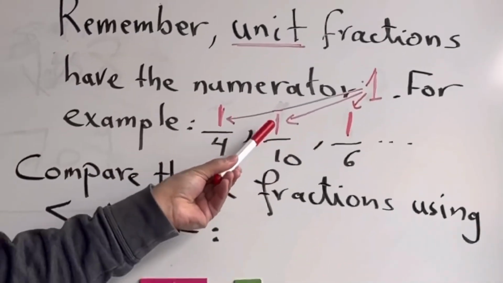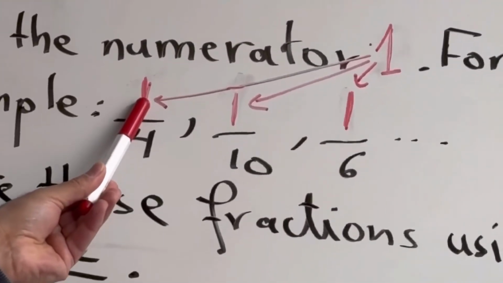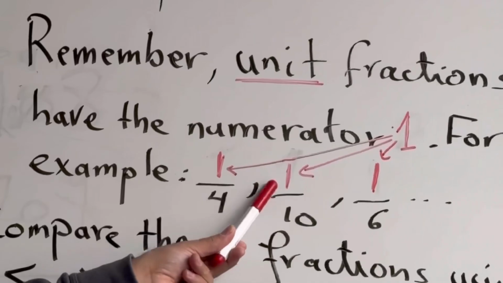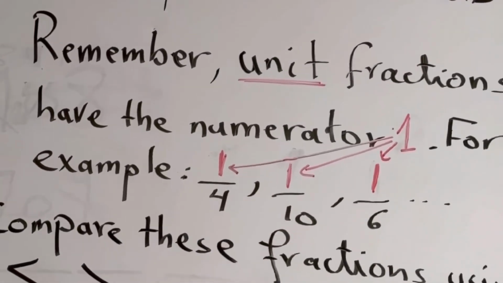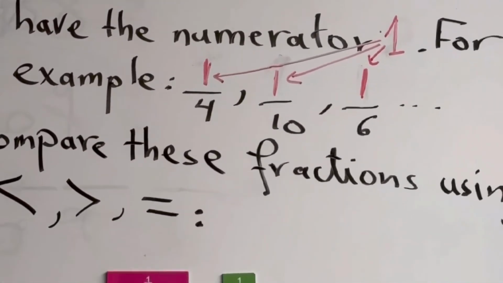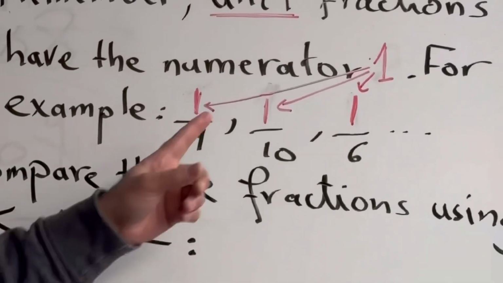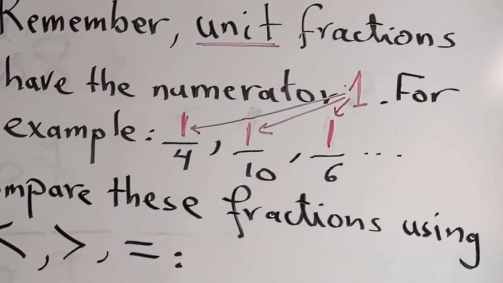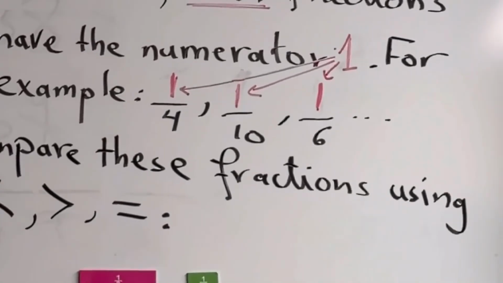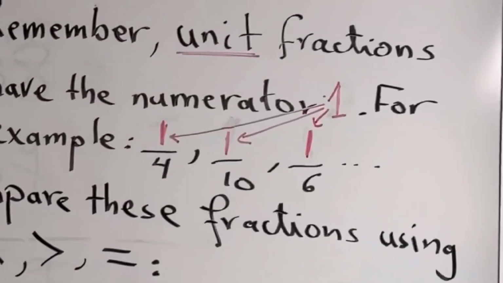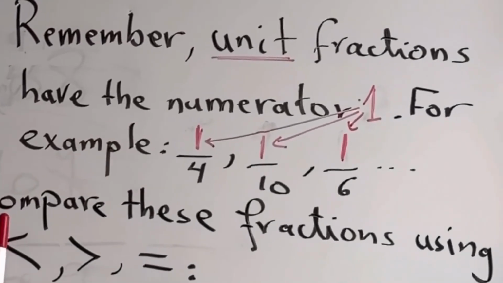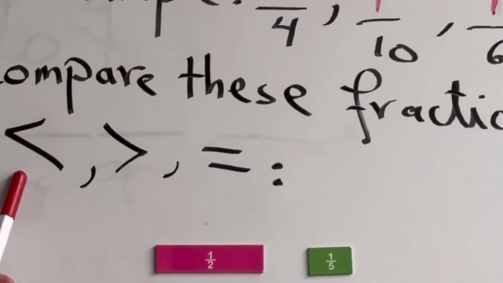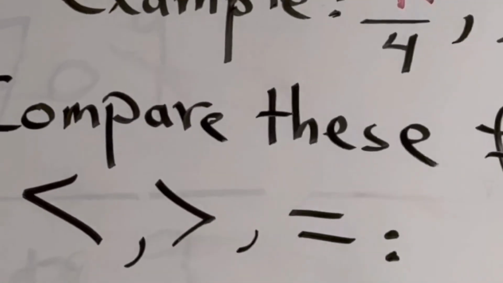So whenever you see a fraction with the numerator, which is the top digit, as 1, that is a unit fraction, meaning 1 unit. Like 1/4, a quarter, 1/10, 1/6, 1/12, and so on and so forth. 1/millionth, 1/100th, 1/12th. So now we're going to compare these fractions using these symbols, like smaller, bigger, equal.